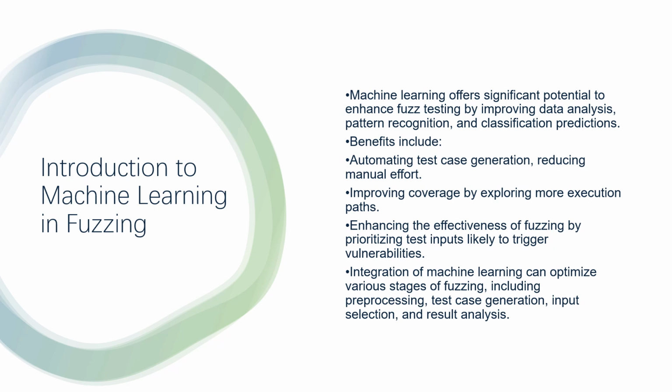Additionally, machine learning can enhance the effectiveness of fuzzing by prioritizing the selection of test inputs that are more likely to trigger vulnerabilities. The integration of machine learning with fuzz testing can be applied across various stages of the fuzzing process, including preprocessing, test case generation, input selection, and result analysis. Each of these stages can benefit from the advanced capabilities of machine learning, leading to more effective and efficient testing.